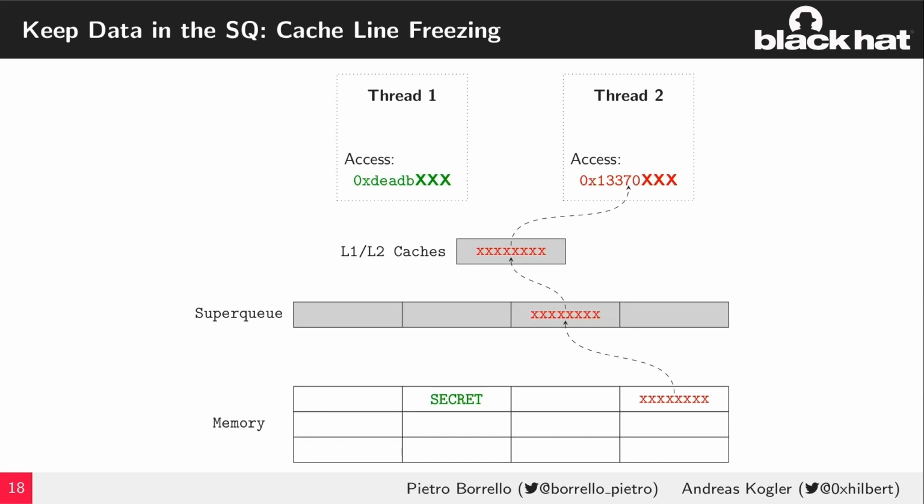However, if we now take a look at the zero case, and we perform the secret access again in thread 1, the data travels over the superqueue into the private caches to the register. And now thread 2 accesses that address where the zeros are located. Something different happens.